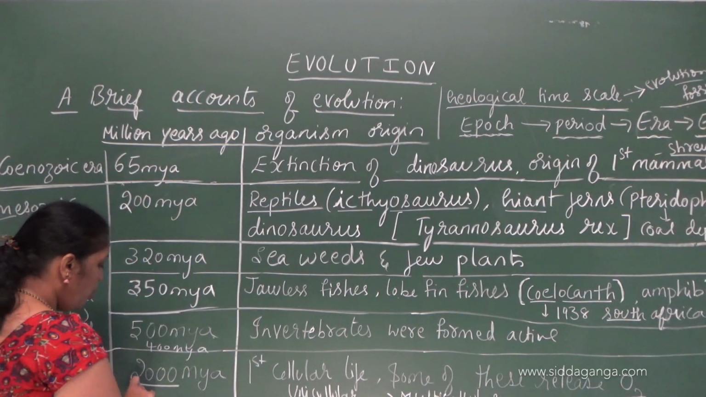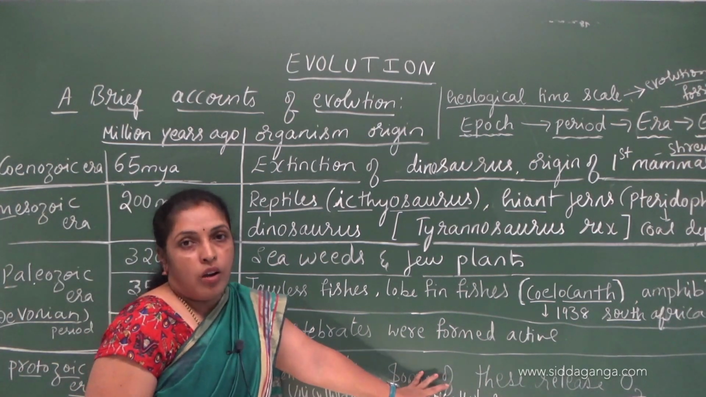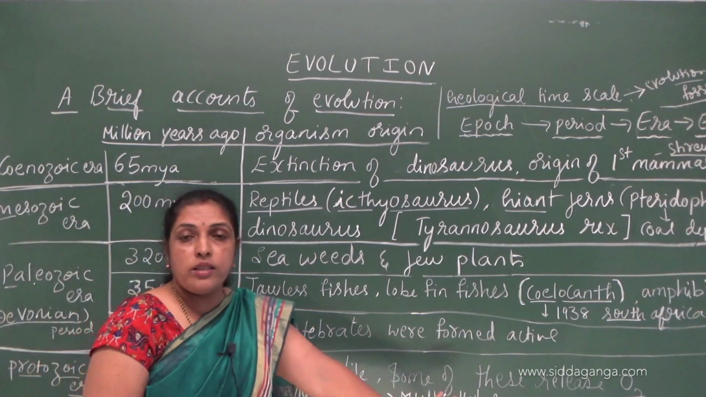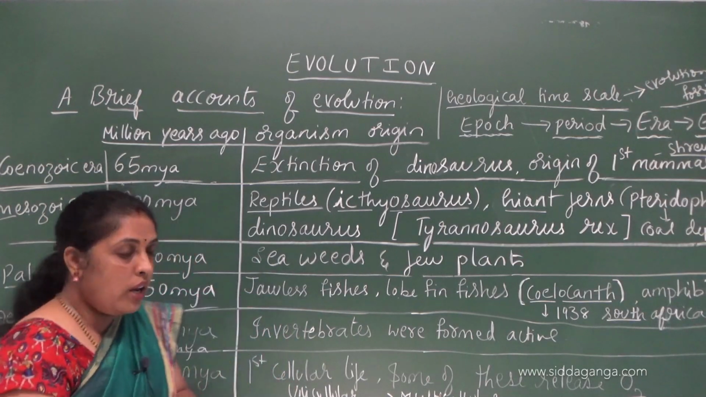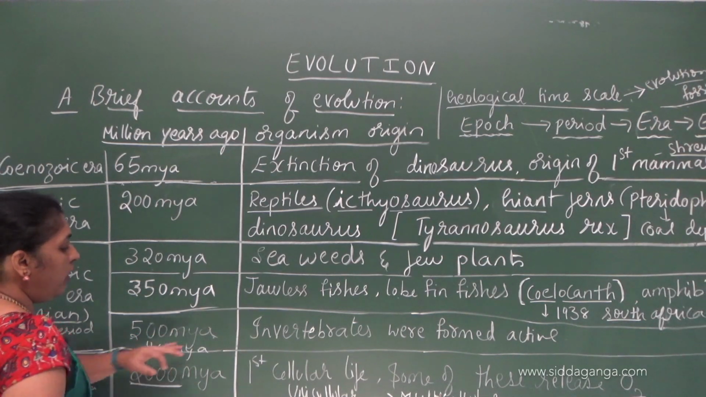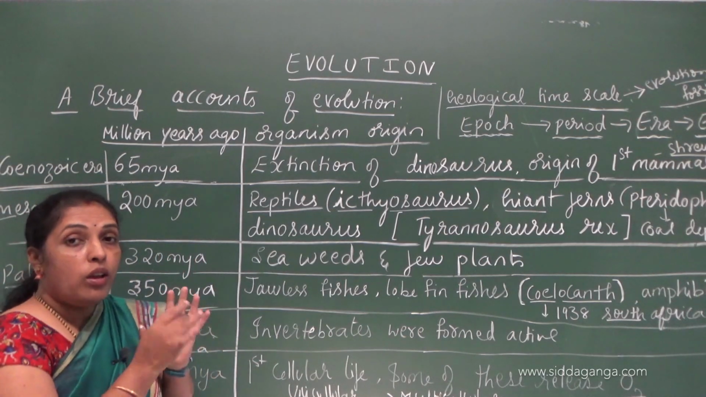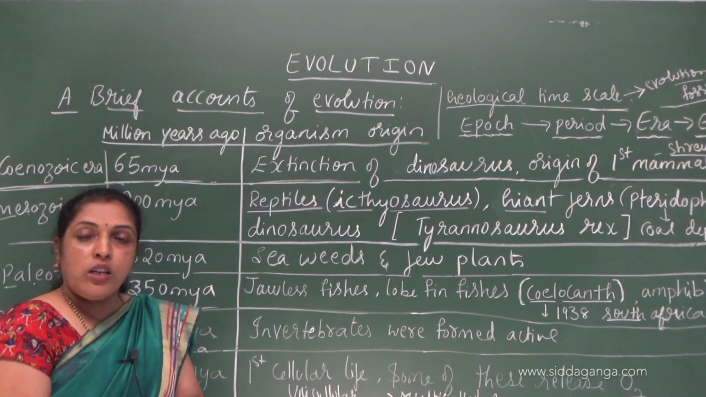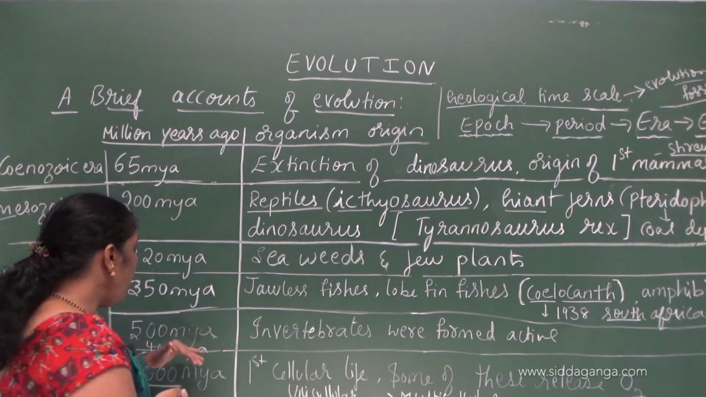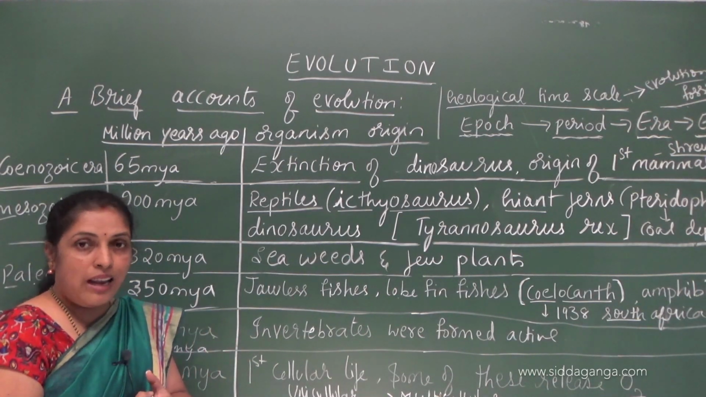Nearly 2000 million years ago, the first cellular life form occurred in the sea, and those unicellular organisms gave rise to multicellular organisms that we observed in the Proterozoic era. Next, 500 million years ago, invertebrates were formed and active. Between 400 to 600 million years ago, the first land organisms like plants were formed. And nearly 400 million years ago, arthropods were formed and they invaded the land.